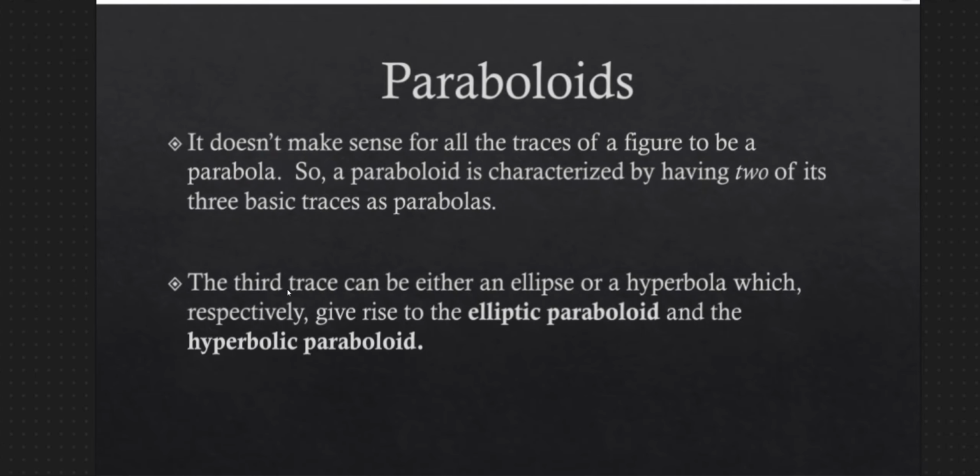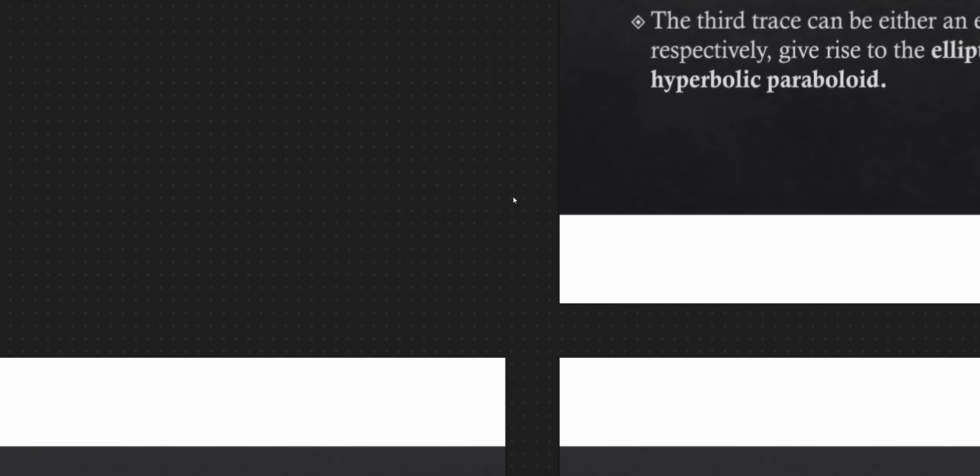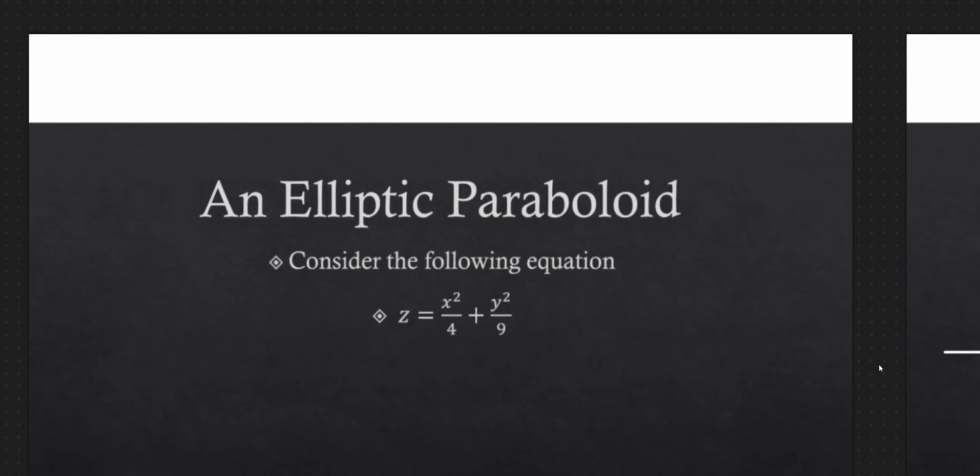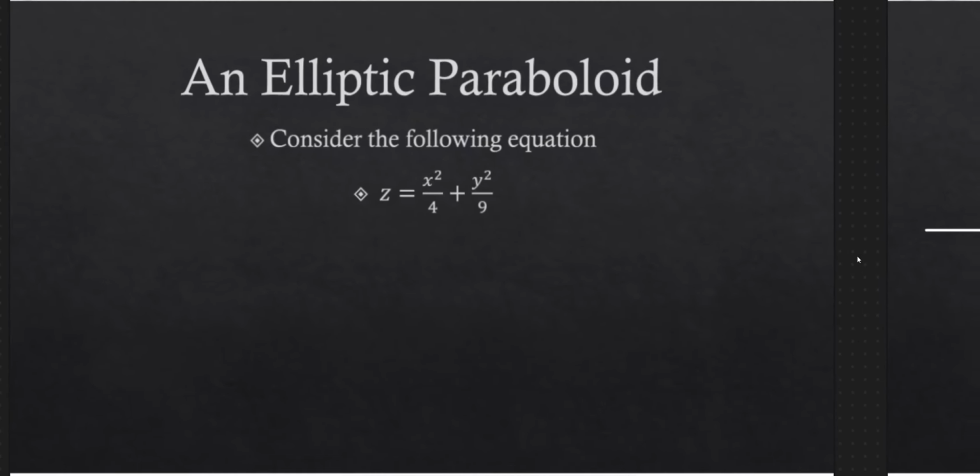Now the third trace leaves us open. We can fit this together if the other trace is an ellipse, which generates an elliptic paraboloid, or if the other trace is a hyperbola, which makes a hyperbolic paraboloid. So this gives us two varieties of paraboloid. Let's investigate one of these. We're going to investigate an elliptic paraboloid.